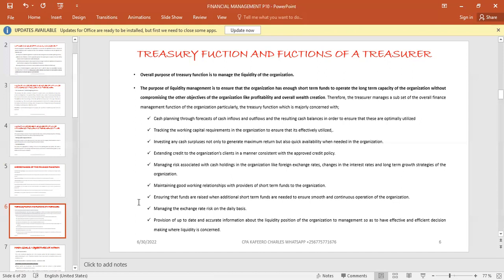The other one is maintaining a good working relationship with the providers of short-term funds. These are maybe the banks. You make sure that you are on good terms with those people who provide the money when it is needed. Why? Because we may reach a point where production needs some quick money and the money is not there. If the customers have not yet paid and the available cash was all used up, you may rush to the financial institutions for assistance.